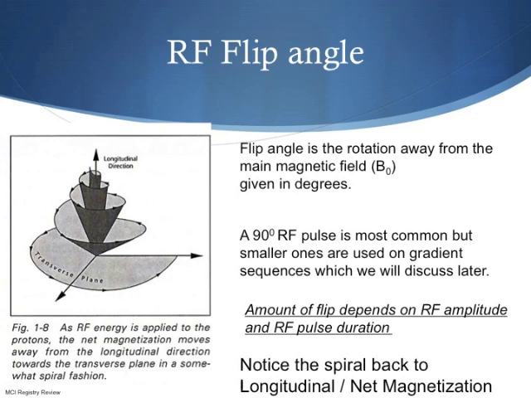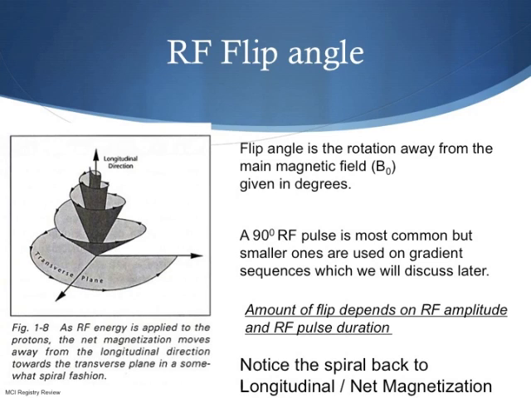The longitudinal plane, I'm using these terms interchangeably because you will see them interchangeably used. The longitudinal plane, the main B0, the main magnetic field represented by a capital B, a small subscript 0, the z-axis, all of these mean the same thing. So the degrees in which that proton is flipped away from this longitudinal plane represents your flip angle. A 90-degree RF pulse is the most common excitation pulse used.